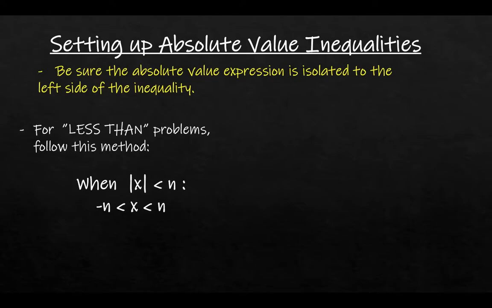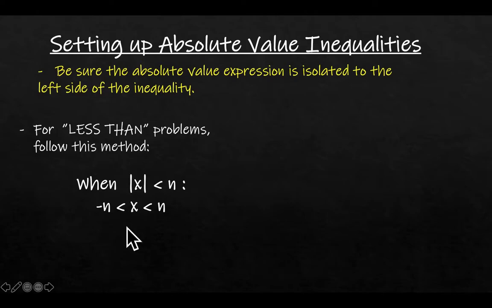The next thing that you need to do is, for less than problems, you need to follow the method that is the positive and negative sandwich. So when we have the absolute value isolated on the left side, then we simply sandwich it in between the value we started with and the opposite of that value. So typically it will be the pattern negative n is less than x is less than n.